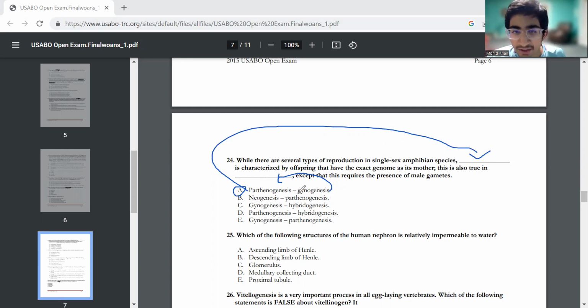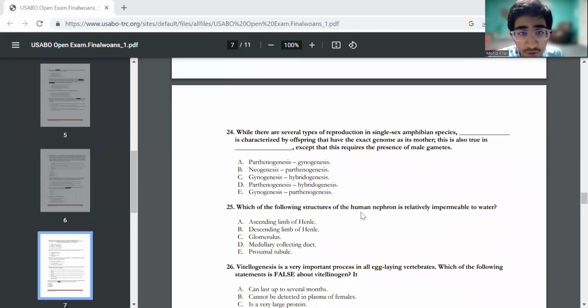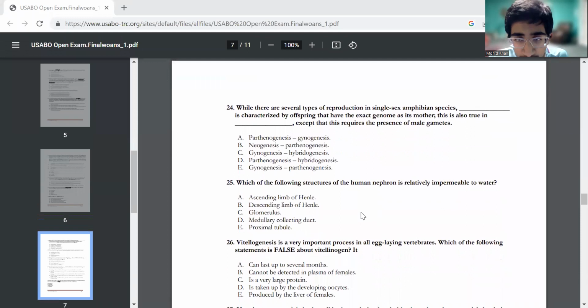But yeah, this was just a trick of the Latin roots, if you remember them. Many people know what genesis means, but partheno and gyno are the key terms that you should know. So yeah, the answer to 24 would be A. And the last question for today: which of the following structures of the human nephron is relatively impermeable to water? All right. Ascending limb of Henle, descending limb of Henle, glomerulus, medullary collecting duct, and proximal tubule.